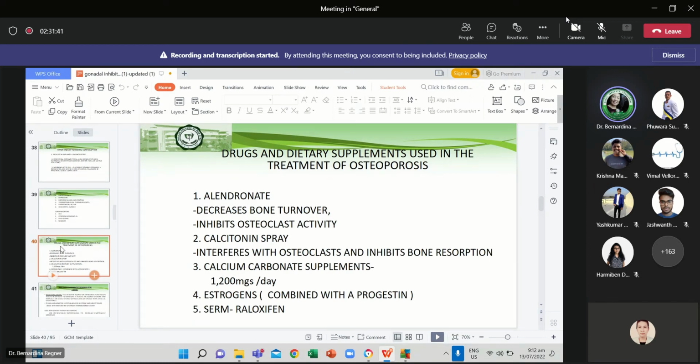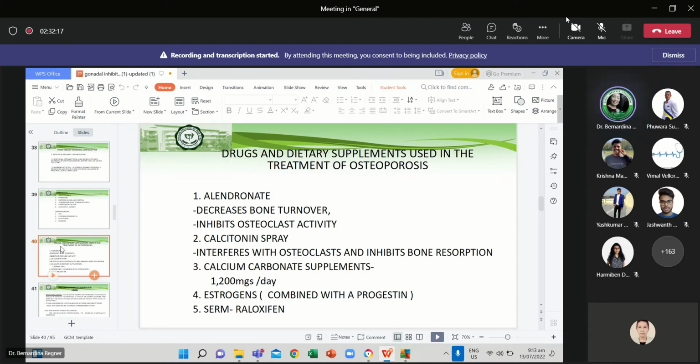Can you still remember what your bone cells are? Osteoblasts, osteocytes, and osteoclasts. What are osteocytes? Bone cells. What are osteoblasts? Okay, what are osteoclasts? Okay, these are your bone resorption cells. So in alendronate, it will decrease bone turnover. It will inhibit osteoclastic activity.